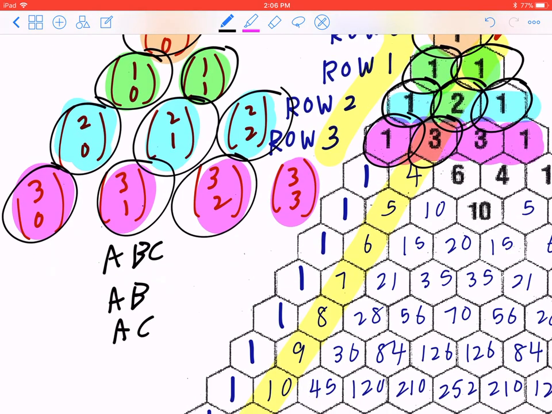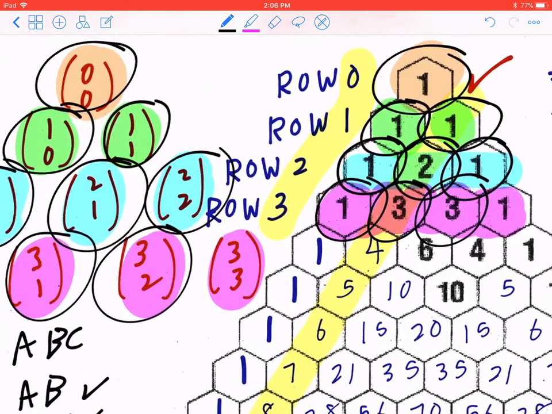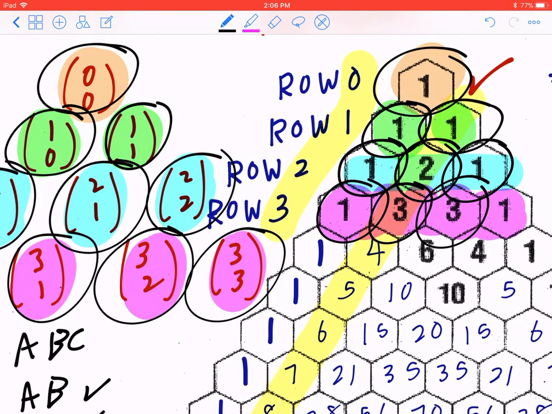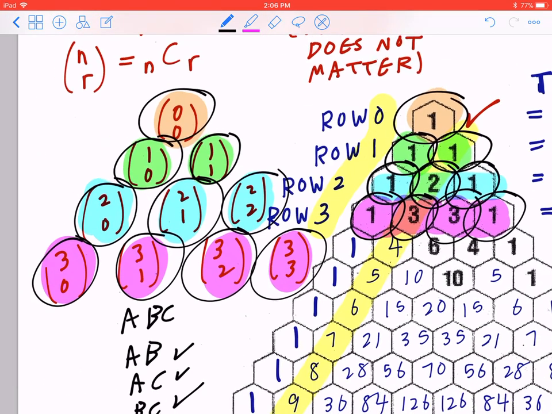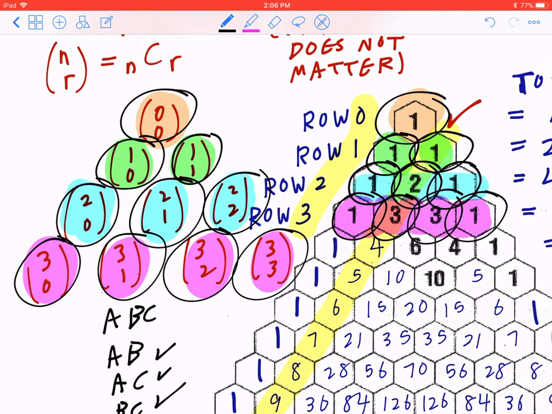Or you're thinking, nope, I'm choosing B and C. So there's 1, 2, and 3 different ways. Last but not least, 3 choose 3 means there are 3 items. You've got to pick up all 3 of them. Order doesn't matter. There's one way. So that's the first relationship you should be able to connect between Pascal's triangle and combinations.